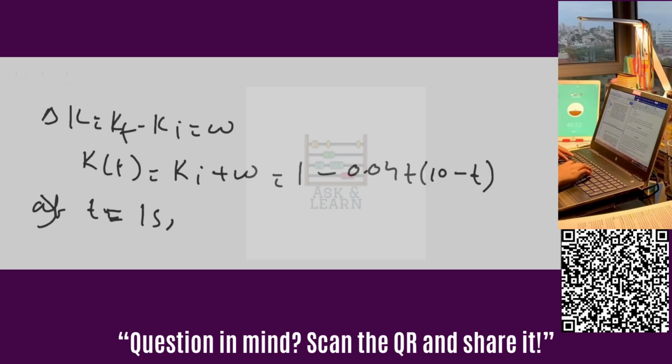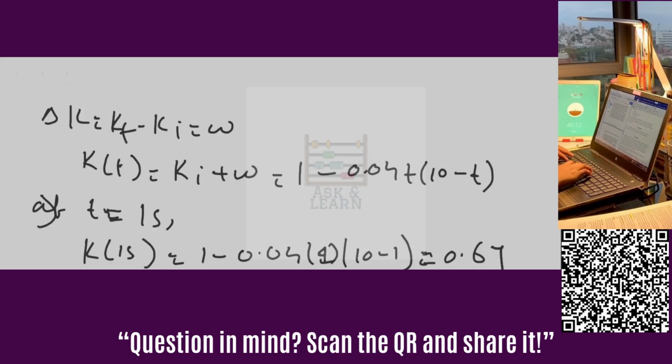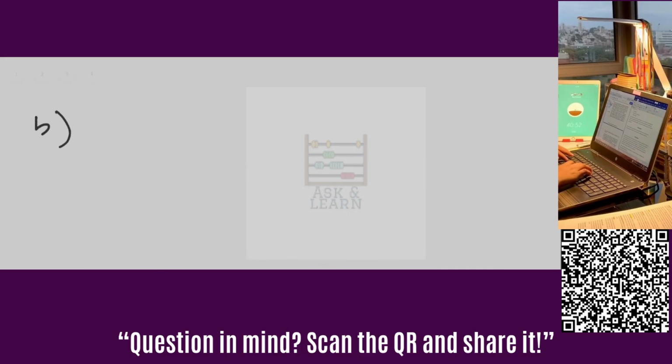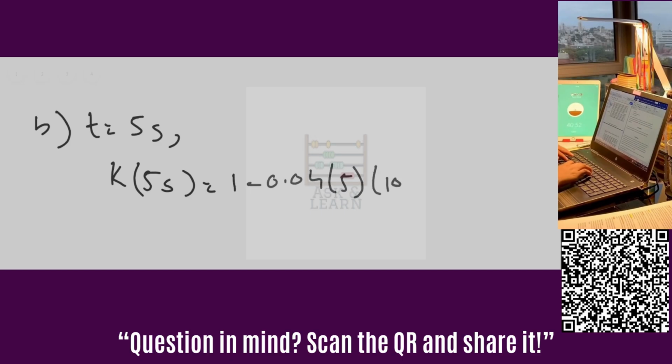for time t equal to 1 second, the given expression for the kinetic energy, K for 1 second, becomes 1 minus 0.04 times 1 times (10 minus 1). This gives us approximately 0.6 joules. Part B, at t equal to 5 seconds, the kinetic energy at 5 seconds will be 1 minus 0.04 times 5 times (10 minus 5). This will give us 0.